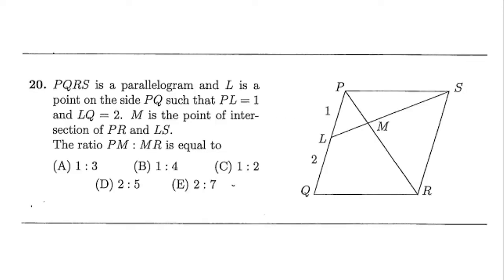Here's question 20. We have PQRS, which is a parallelogram. L is a point on the side PQ such that PL equals 1 and LQ equals 2. M is the point of intersection of PR and QS. And then we need to find the ratio PM to MR.